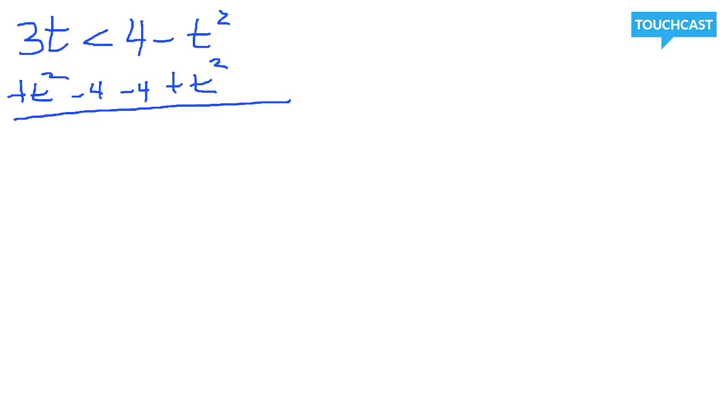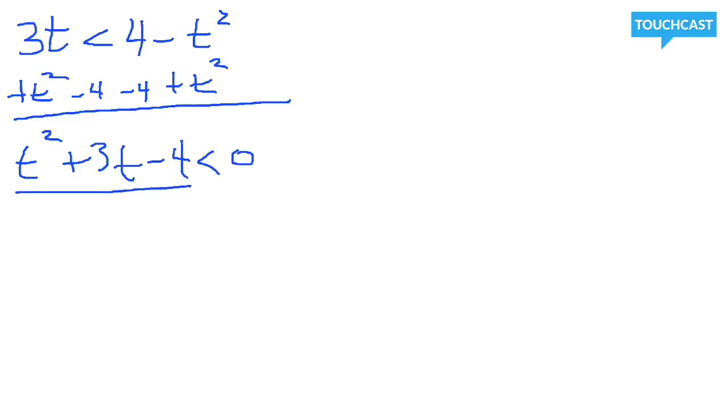I'm going to add t squared to both sides and subtract 4 from both sides. I know I'm going to have to factor, so I'm just going to rewrite this polynomial in standard form. So this is going to be t squared plus 3t minus 4 is less than 0. Remember, this means I want to know what t values make this trinomial negative. So the way to do that is to start by figuring out what t values make this polynomial exactly equal to 0. I'm going to do that by factoring. That's t plus 4 and t minus 1 is less than 0.